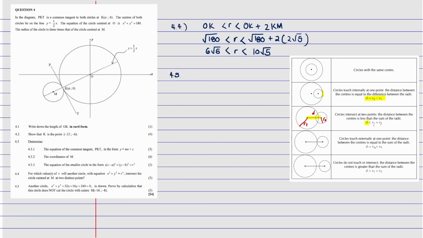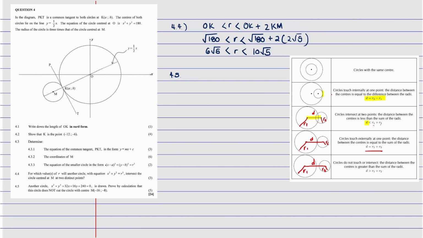Then if the distances are exactly equal, that means they are touching. If I take the distance, which is this entire line, and I find that it equals the radius of this circle plus the radius of this circle, that means they're touching each other. And if the distance D is greater than R1 plus R2, that means they are far apart and there is no intersection.